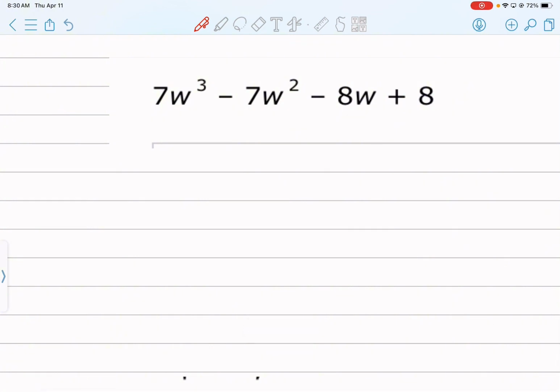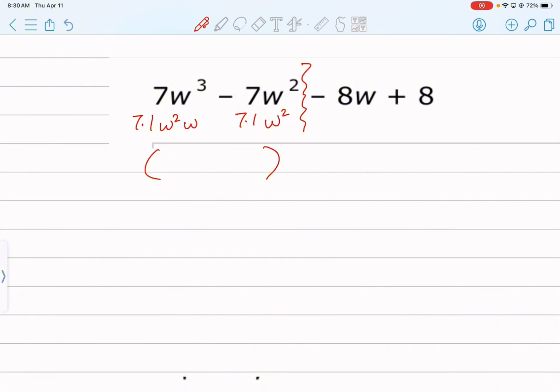How do we do this? Split it in half, and then you gotta check. Let's break it down. So this is 7 times 1, right? And how do we break down the W's? The lowest exponent. So W squared. But we need one more W.